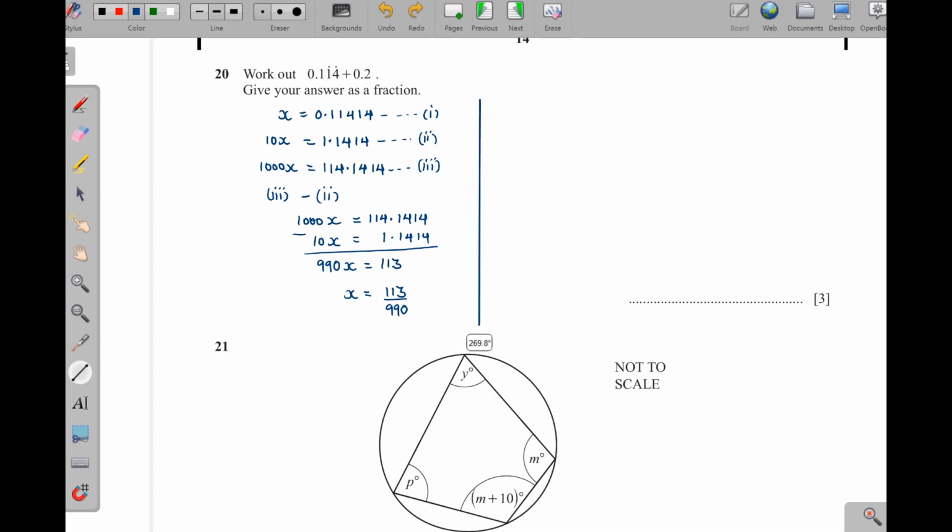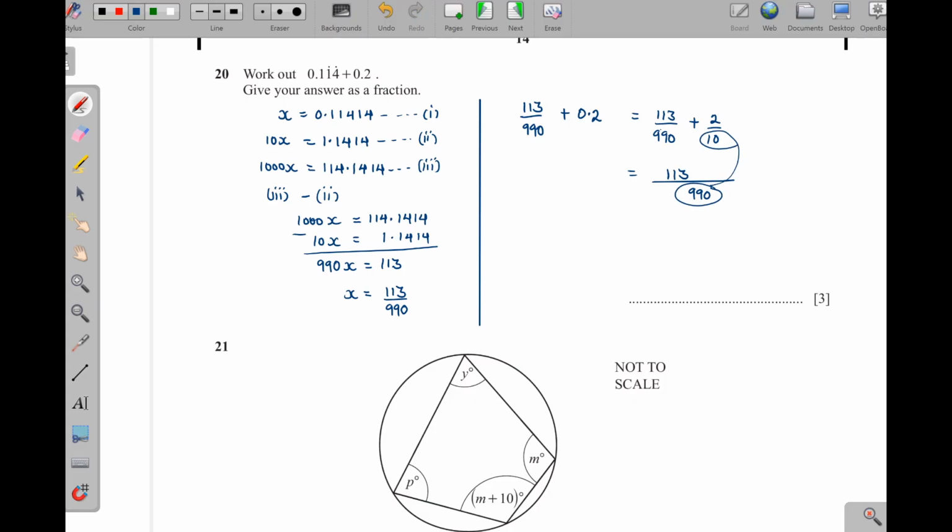Now, after finding a fraction here, the next thing to do is to add it to this one here. So we shall have 113 out of 990, then plus the 0.2. The 0.2 is the same as 2 out of 10, so it is 2 out of 10. Then our LCM is going to be 990 because 10 goes into this. So 990 divided by 990, you get a 1, then times 113. So we shall get 113 here.